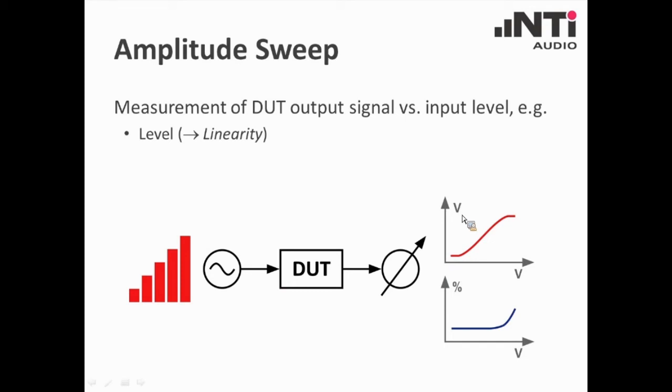Output level, when we measure, versus the generated input level gives us this curve, which for an amplifier should be as straight, as linear as possible. Another alternative would be to measure the output power of the device under test versus the input level. Or, as shown in this graph here, the output signal distortion versus the input level.